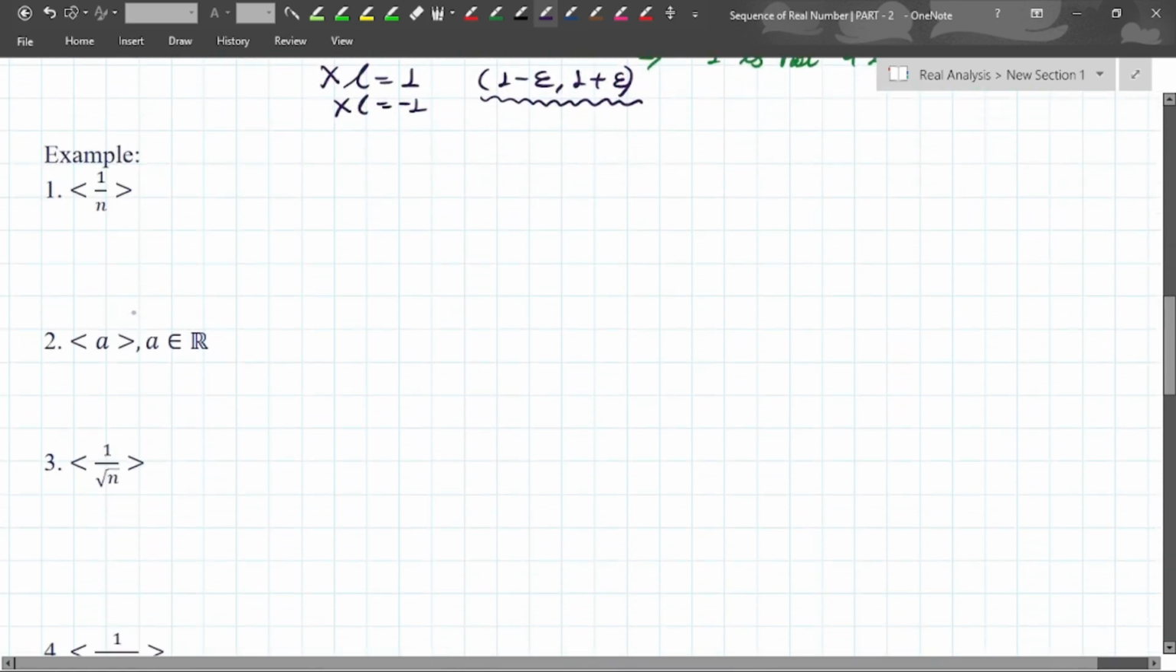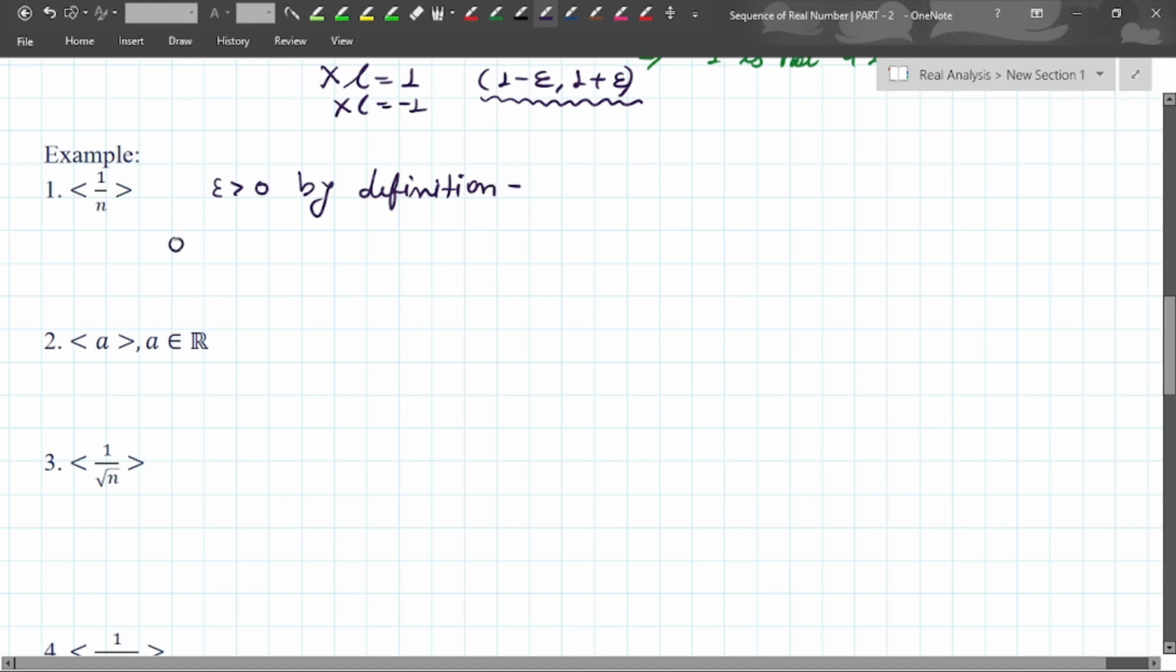Now next we will discuss what a convergent sequence is and what some examples of convergent sequences are. So how can we identify a convergent sequence? We'll just check it by definition. So we'll take epsilon greater than 0 by definition. We can just start by definition.